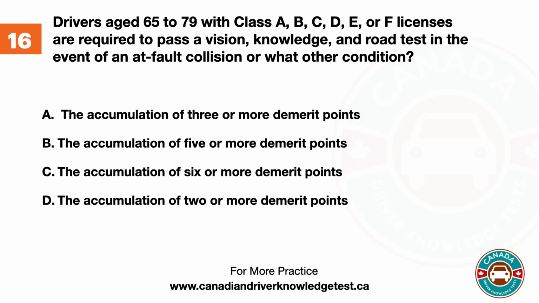Question 16. Drivers aged 65 to 79 with Class A, B, C, D, E, or F licenses are required to pass a vision, knowledge, and road test in the event of an at-fault collision, or what other condition? A. The accumulation of 3 or more demerit points. B. The accumulation of 5 or more demerit points. C. The accumulation of 6 or more demerit points. D. The accumulation of 2 or more demerit points. The answer is A. The accumulation of 3 or more demerit points.